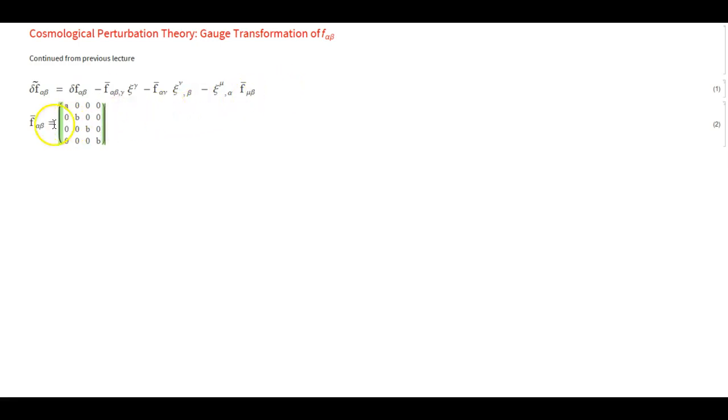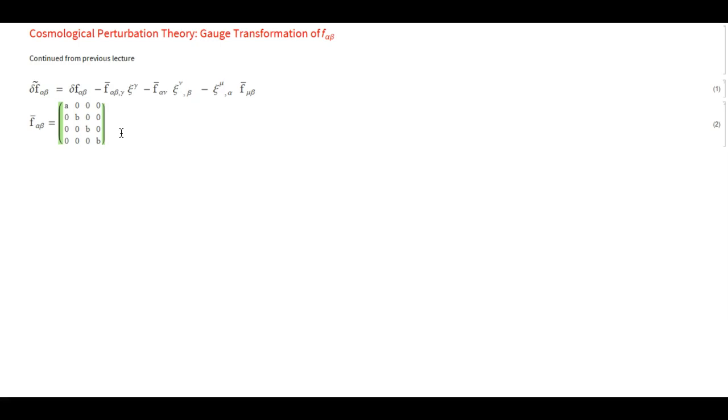Now we also saw that f bar alpha beta, respecting homogeneity and isotropy, will be of this form. There will be a TT component, an eta component, and the XX component will be the same as the YY component, which will be the same as the ZZ component. So f bar alpha beta will look something like this. An example of f bar alpha beta is the metric tensor G alpha beta, G mu nu, which you have looked at in general relativity and in the standard model of cosmology.